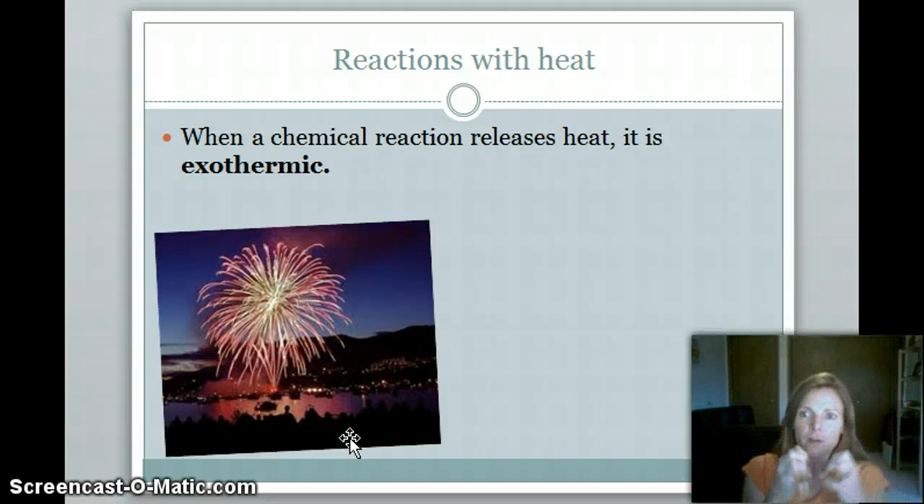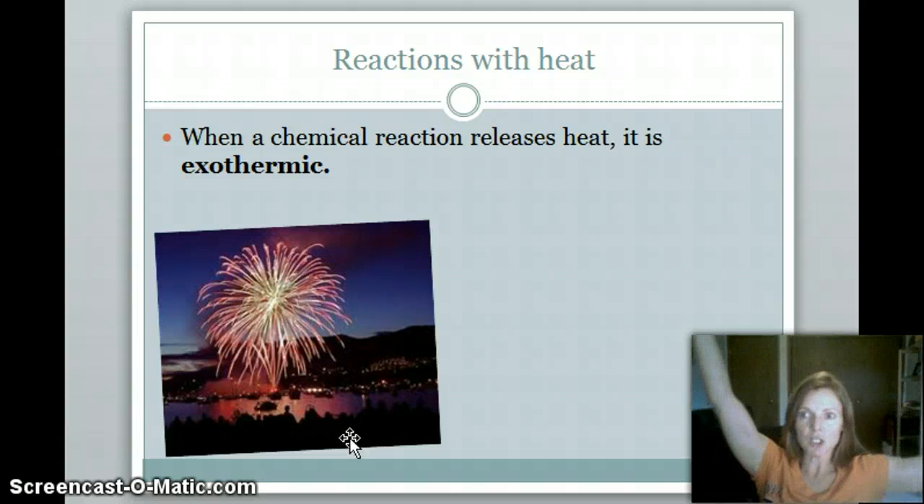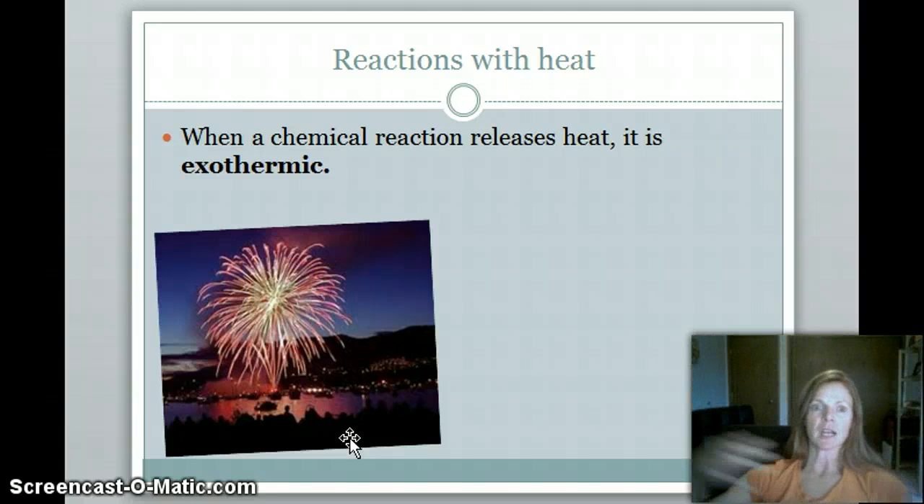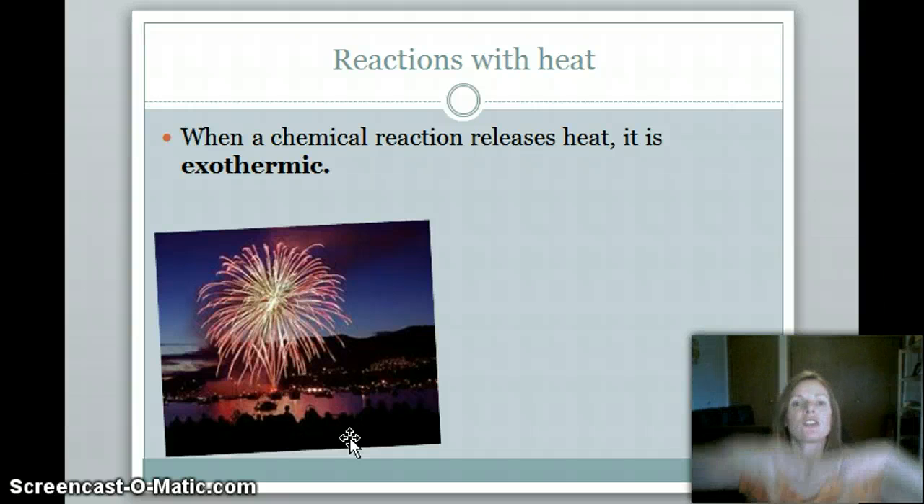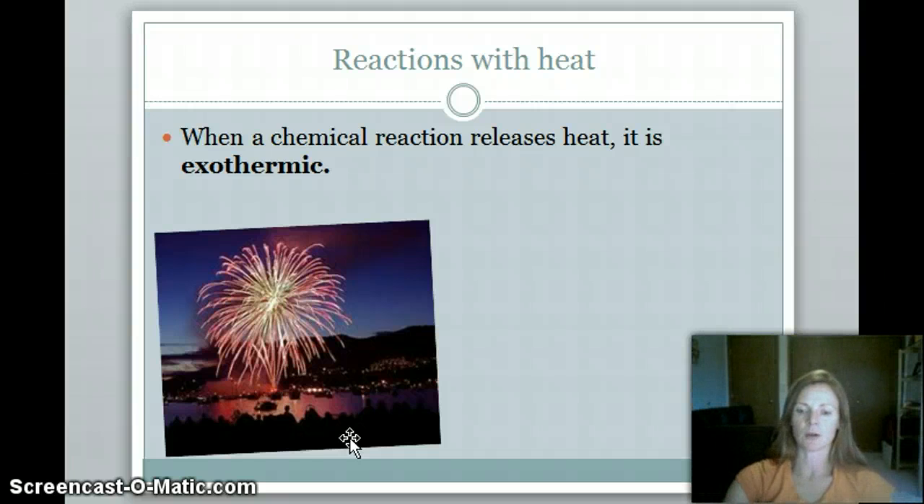So it starts off from a lower energy, okay? That firework starts off with a low energy. You add a little heat to it, you light it, and a huge reaction occurs, with lots of heat and lots of energy. So when you start off with little and end up with a lot, that's an exothermic reaction. Heat is exiting out. Energy is exiting out of that reaction.